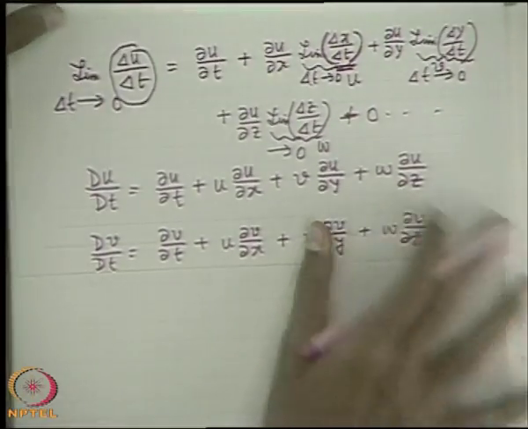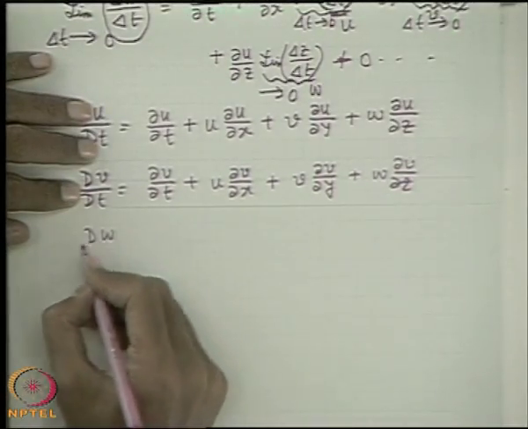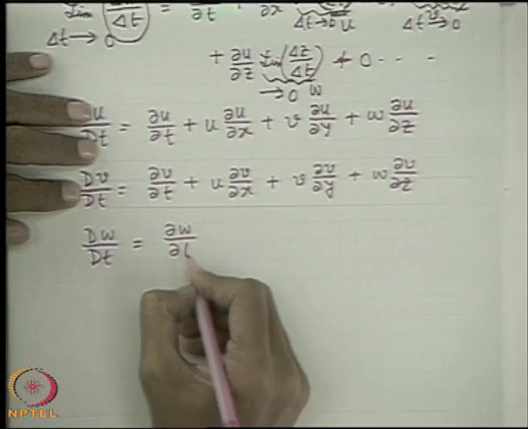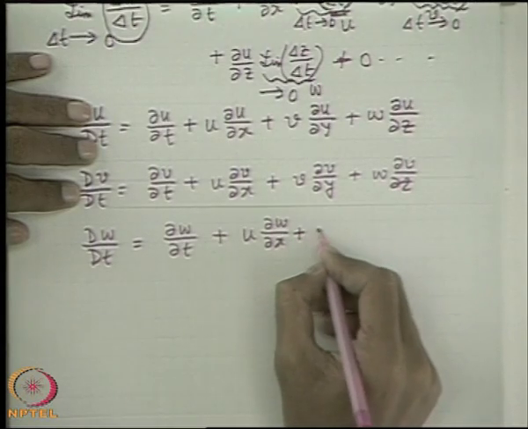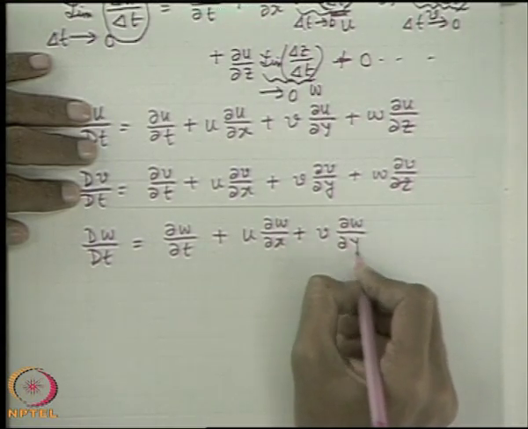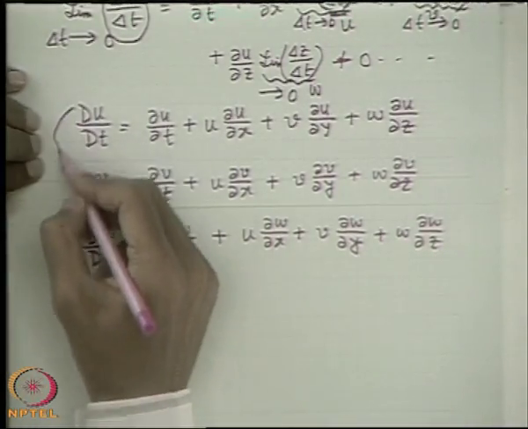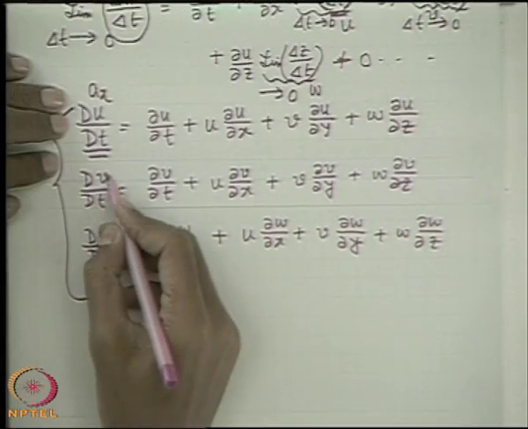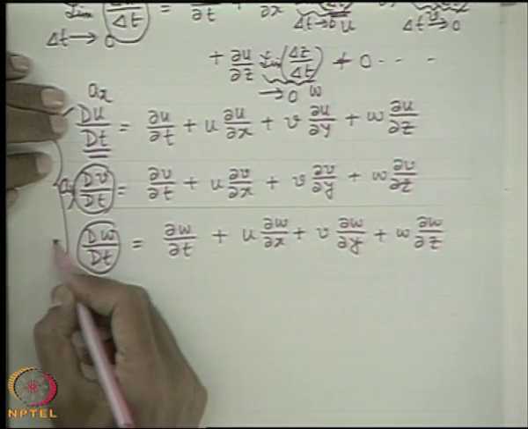Now we come to u and v, and similarly we can write dw dt. If we expand the w component, we will get del w del t plus u del w del x plus v del w del y plus w del w del z. So these are the three. This is the acceleration in the x direction, that is ax. This is the acceleration in the y direction, that is ay. This is the acceleration in the z direction.